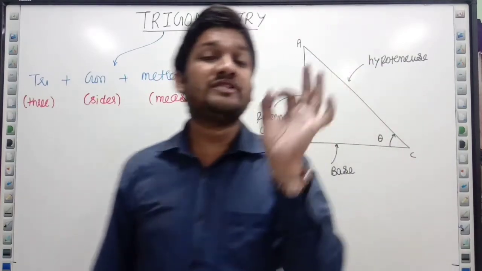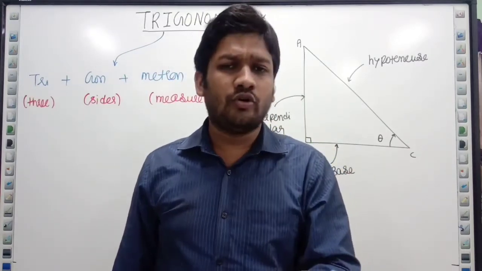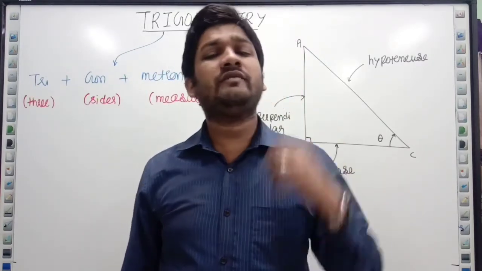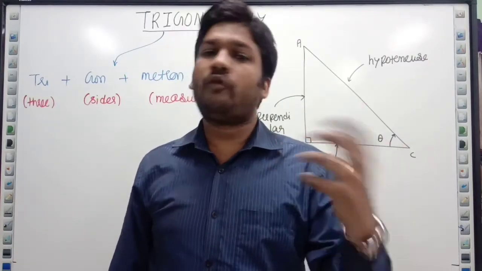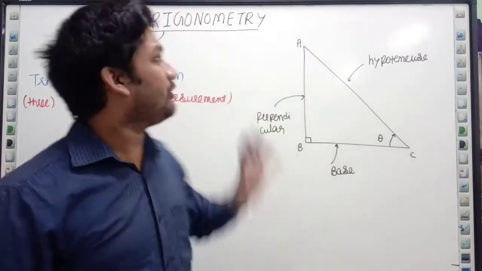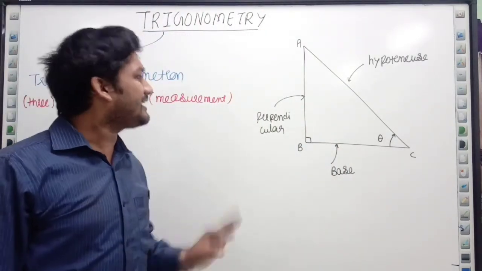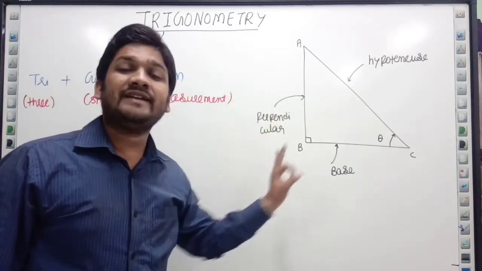And when we talk about the study of a triangle, it means we study the sides and angles of a triangle. So whatever we calculate about the sides and angles of a triangle, we are generally doing trigonometry. Now in trigonometry we are concerned with the right angle triangle.